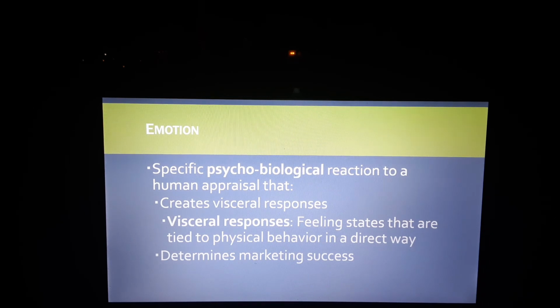That kind of thing. And, of course, marketers want us to have a positive visceral or physical response, a feeling of joy or happiness or contentment. And eventually the marketer hopes to have some type of positive response, and creating that positive emotion is going to really determine marketing success.